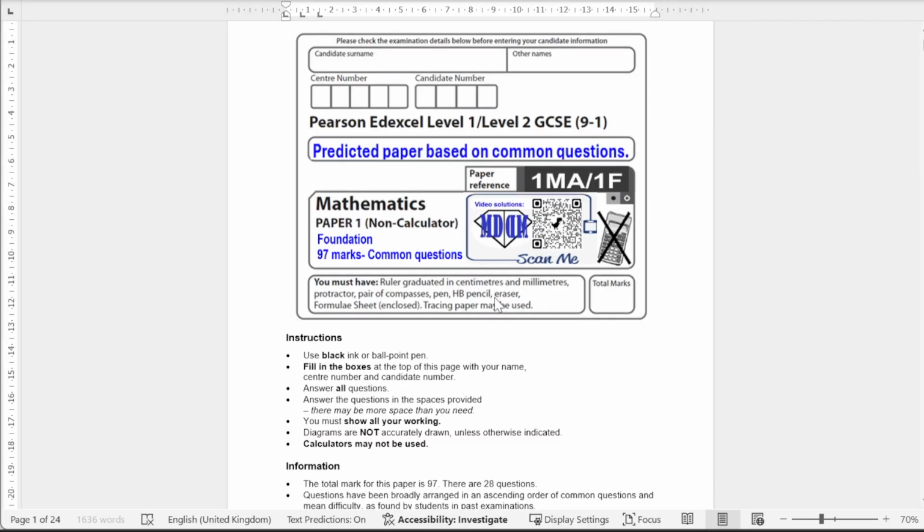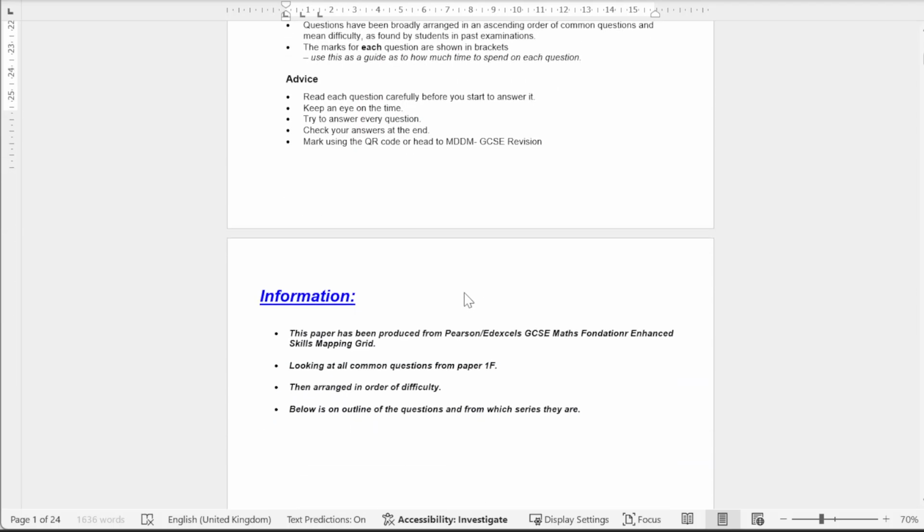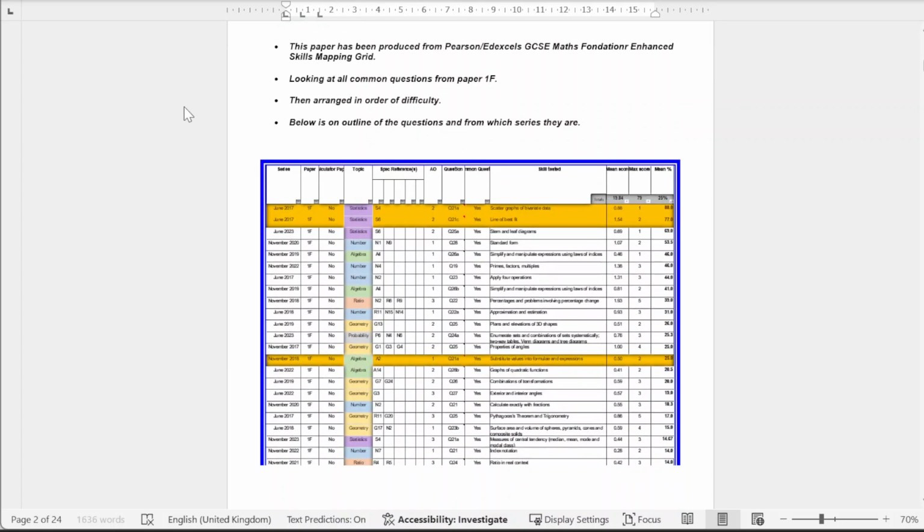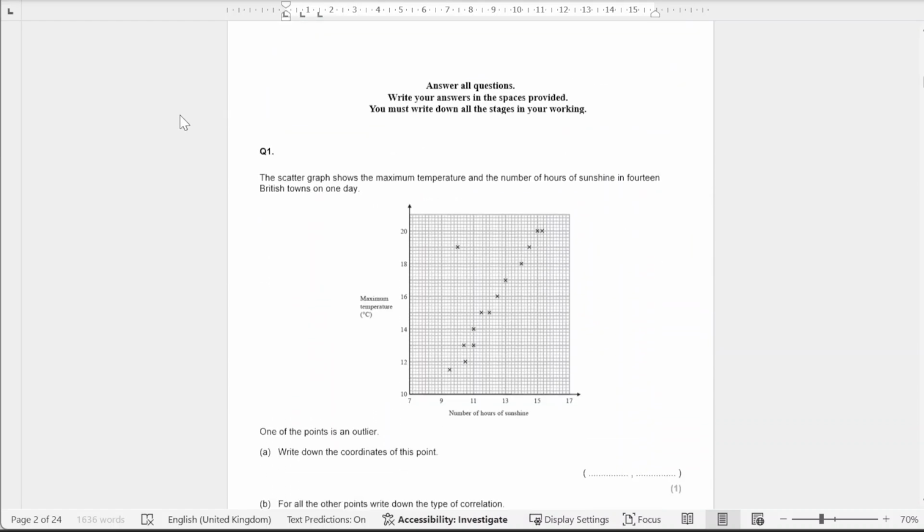So again, this paper has been created based on Pearson's enhanced skills mapping document, and we're looking at common questions. They've been arranged in order of difficulty, and the paper is worth 93 marks. So we'll start with question 1 then.